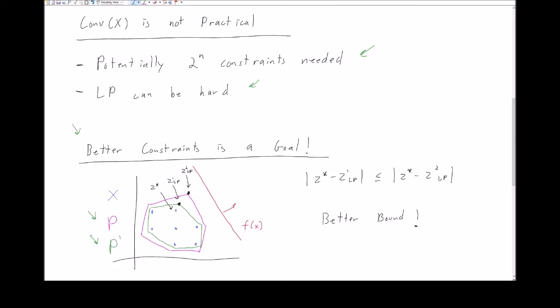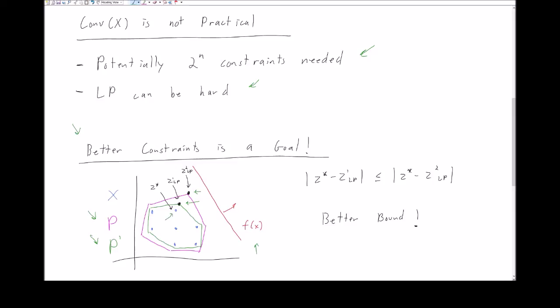We've seen in earlier lectures how better constraints help us. If we're maximizing some function f of x, and we're looking at the polyhedron P, the optimal solution ends up at this point, which we call z2 of LP. The optimal solution when we're looking at P prime is this point, z1 of LP. z1 of LP is closer to our real optimal solution, z star, than z2 of LP.